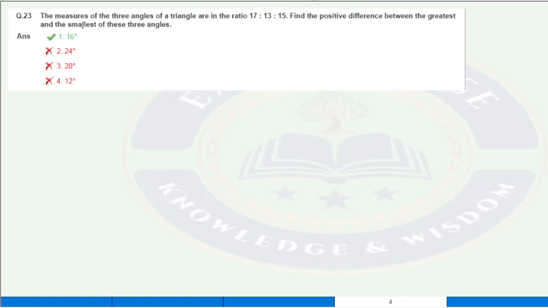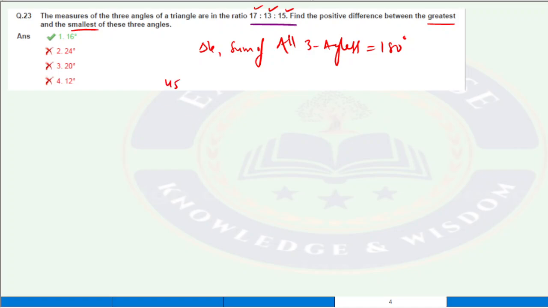Next, the measures of three angles of a triangle are in the ratio 17 is to 13 is to 15. Find the positive difference between the greatest and the smallest. See, in any triangle, the sum of all three angles will always be equal to 180 degrees. Here the ratio is given as 17, 13, 15. Total how many parts? 17 plus 13 is 30, plus 15. Therefore 45 parts is equal to 180.